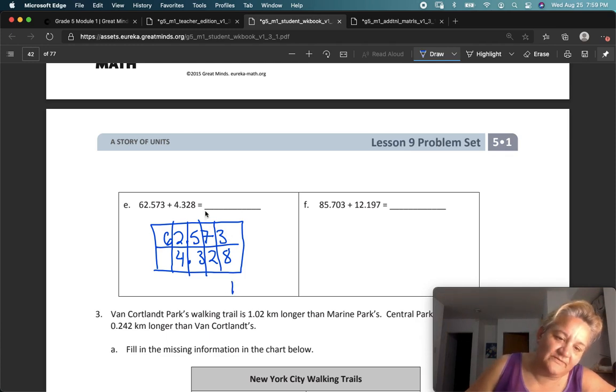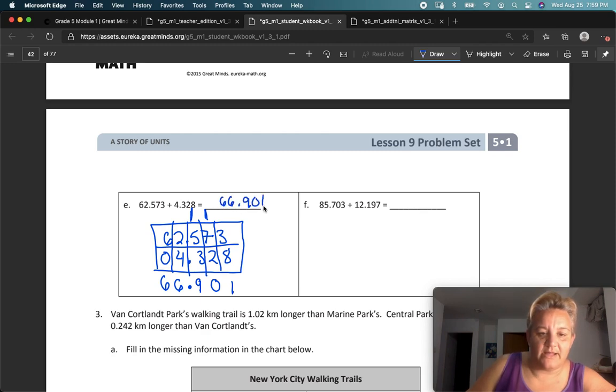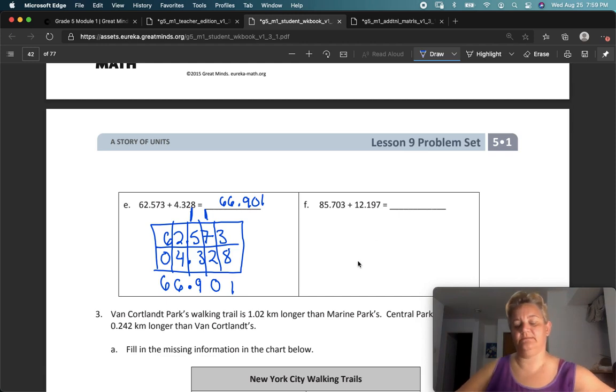Carry the 1 over to the hundredths place. 7 plus 2 is 9, plus 1 is 10, so that's 0, and then I'm going to carry the 1 over to the tenths place. 5 plus 1 is 6, 7, 8, 9. Bring down that decimal. 2 plus 4 is 6, and then 6 here, and if I want to add a 0, I can. You don't need to. Okay, so my answer is 66 and 901 thousandths.